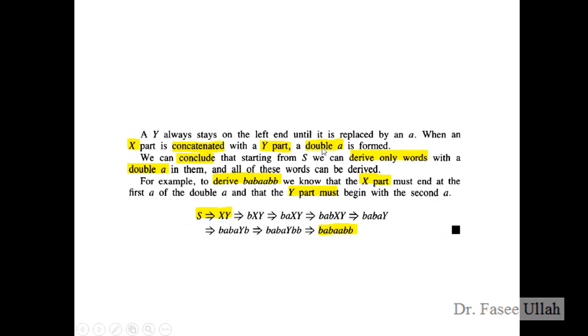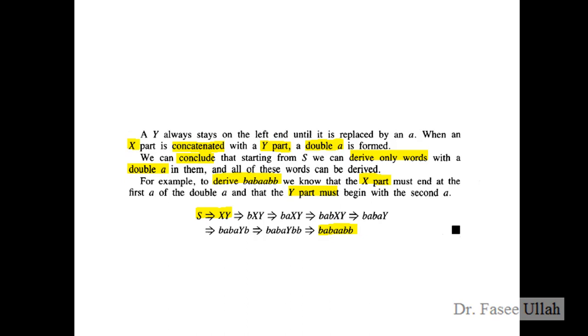Also, continuing from the previous slide, AY always stays on the left side until it is replaced by an A. When an X part is concatenated with a Y part, a double A is formed. Okay, this is one of the things. We can conclude that starting from S we can derive only words with a double A in them, and all of these words can be derived.